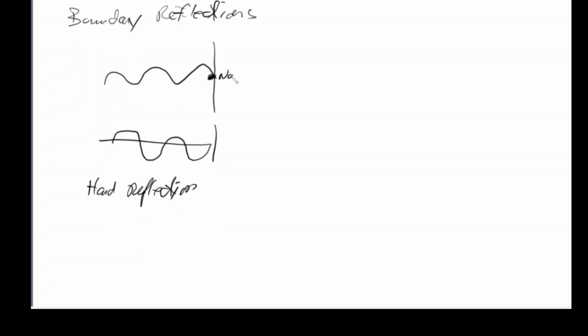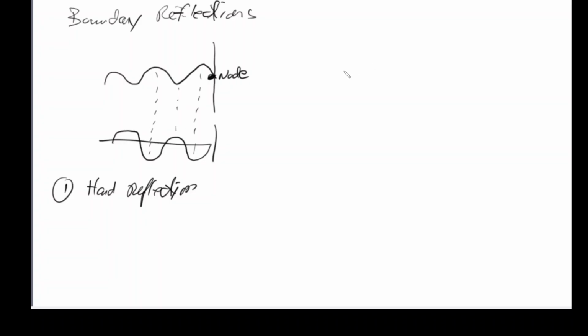And you always have a node here because, again, that is not moving, and that's the minimum value. So there must be a node at the boundary, and the reflected wave cancels the initial wave. So you get destructive interference. So this is the first way.